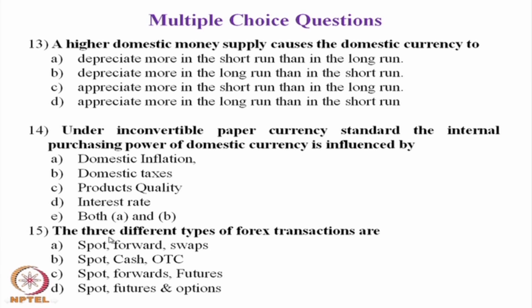Question number 15 is about the three different types of forex transaction. In forex transactions generally we have spot transaction, forward transaction and futures transaction. These are the three different transactions available in the foreign currency market. The question number 15, the answer is C.